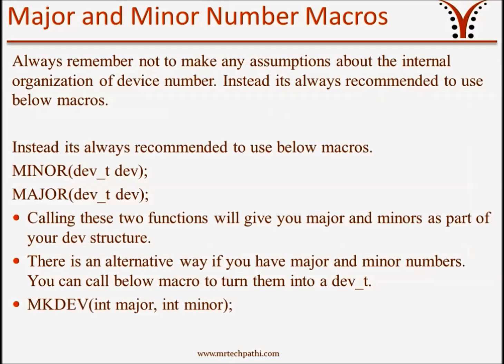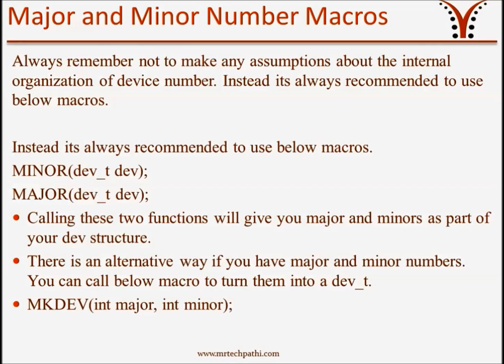Major and minor number macros. Knowing the fact that the device numbers are represented in a 32-bit register, we should not make any assumptions about the internal organization of a device driver. Instead, it's always recommended to use the below macros. To get a minor number, use the macro MINOR with an argument of type dev_t. To get the major number, use the macro MAJOR with an argument dev of type dev_t. Calling these two macros will give you the major and minor number as part of the dev structure.